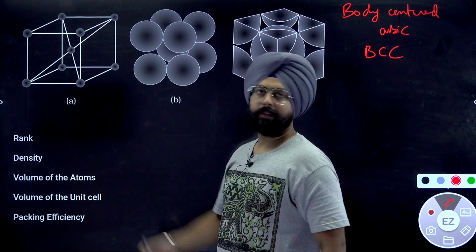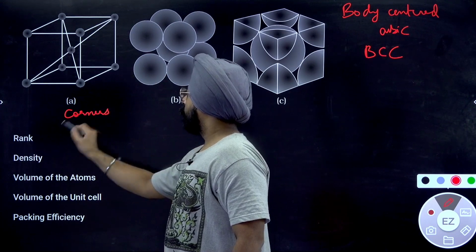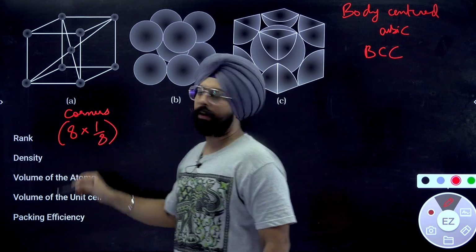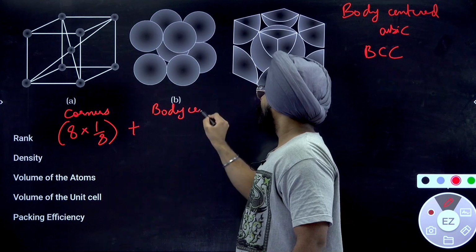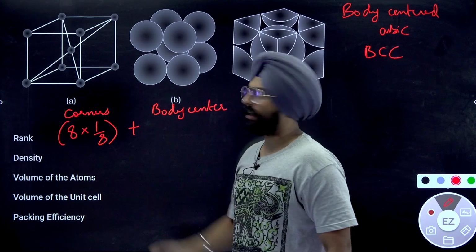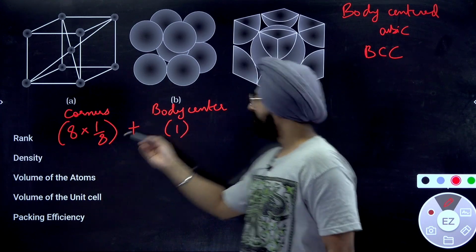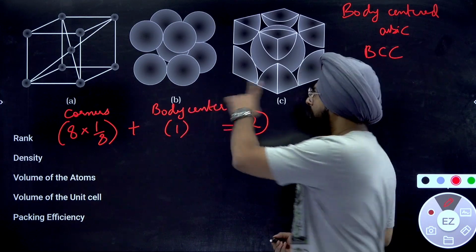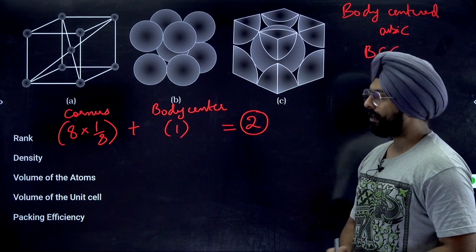What's the rank? For the corners again, you have 8 atoms, 1/8 contribution of each. This is 1 plus 1 guy at the body center. There's just 1 atom at the body center, right? 1. So the rank of a body centered cubic is 2. There are 2 atoms effectively inside 1 unit cell.